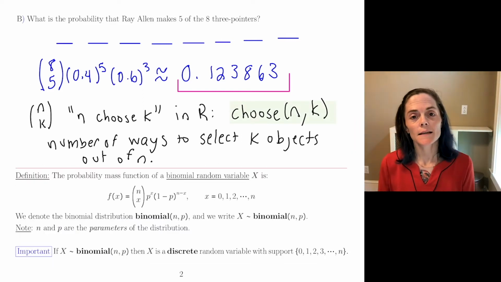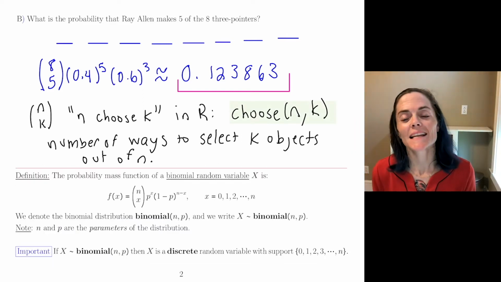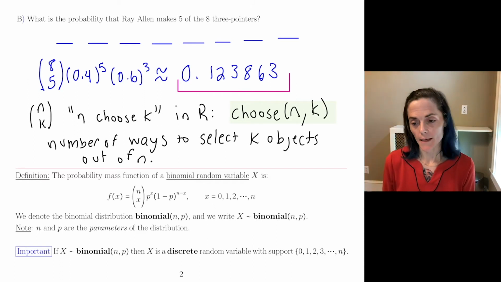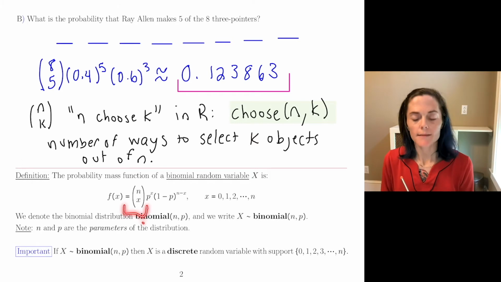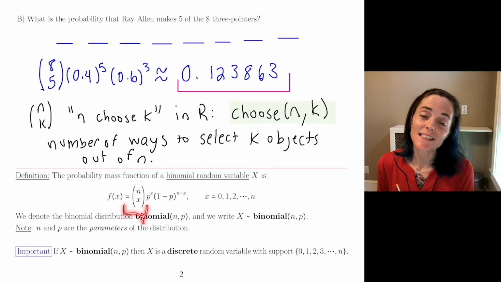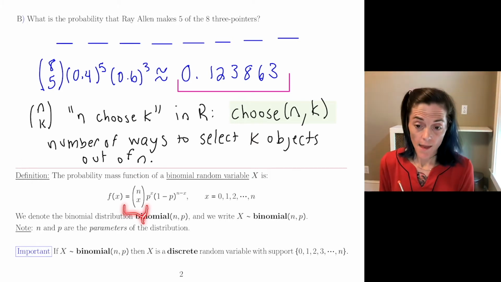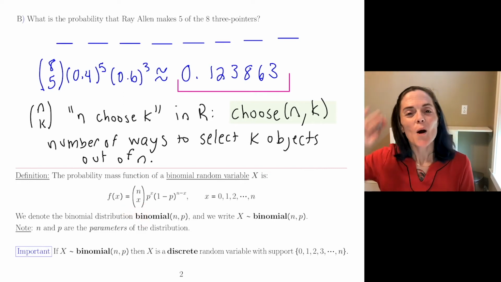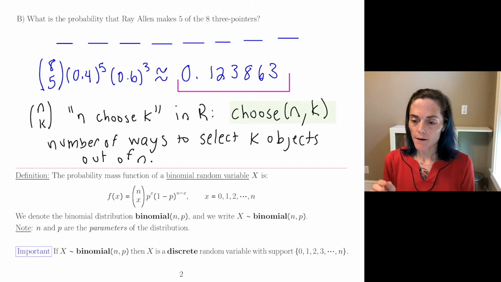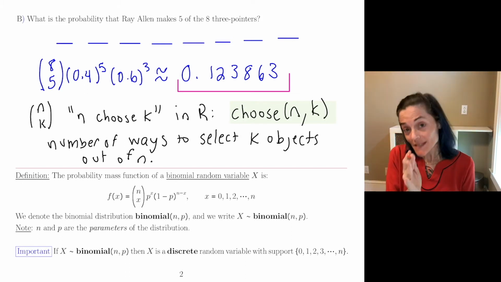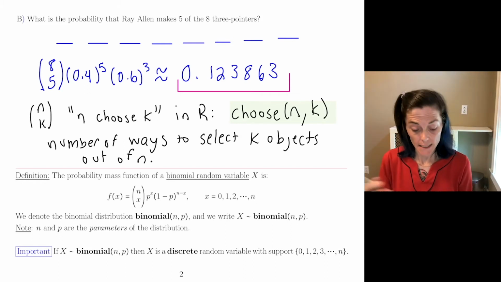The definition, the probability mass function of a binomial random variable X is f of x equals n choose x. That's the number of ways to select x objects out of n, times p to the x, times 1 minus p to the n minus x. And here the support goes from 0 through n, integers.